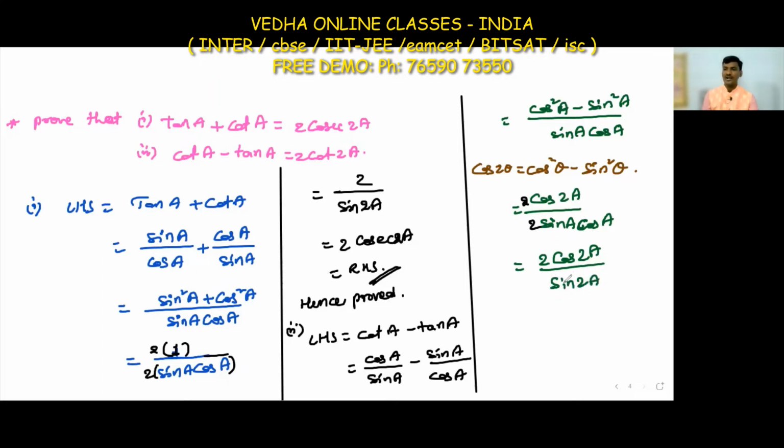Cos 2A by sin 2A, cos by sin is cot, so 2 cot 2A. Is it the required answer? Yes, this is the required RHS, hence true. Hence the required solution is true.